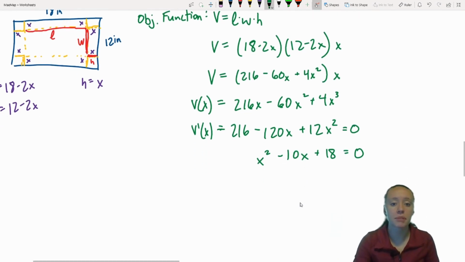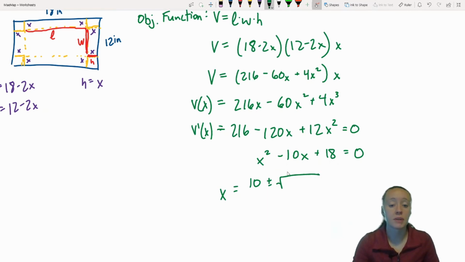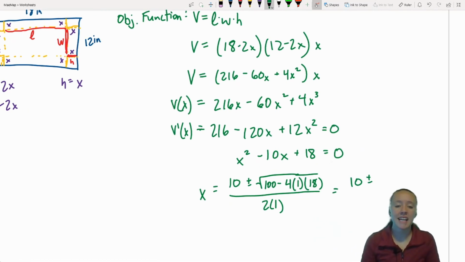Quadratic formula, right? Opposite of b, so x is going to be equal to 10 plus or minus the square root of b squared, where b is negative 10, so negative 10 squared is 100, minus 4 times a, which is 1, times c, which is 18, and that's all over 2 times a, 2 times 1. So x is going to be equal to 10 plus or minus the square root of 100 minus 72, since 4 times 18 is 72. 100 minus 72 gives us 28. So this is 10 plus or minus the square root of 28 all over 2.